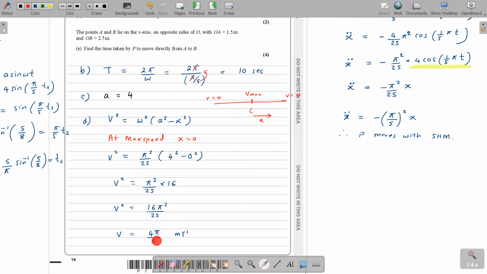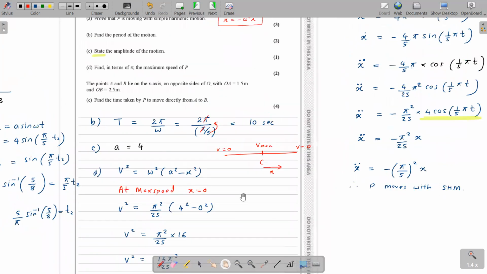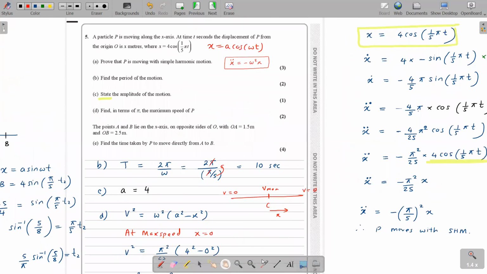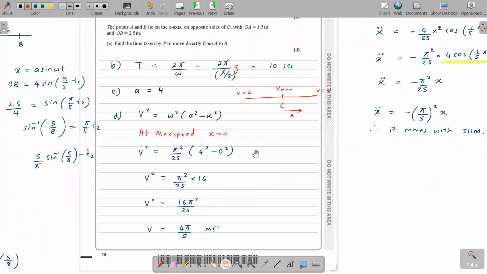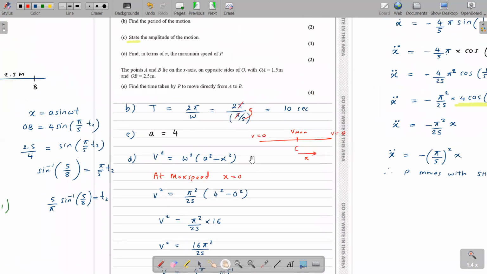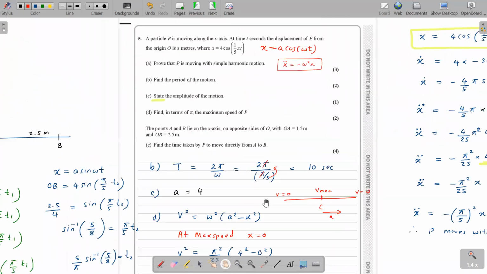Okay, so this I can directly leave as the answer, because we can see it in terms of pi if you input the value of pi. They say here "in terms of pi", so that means you give an exact answer. Okay, guys, I'll move on to the next part.